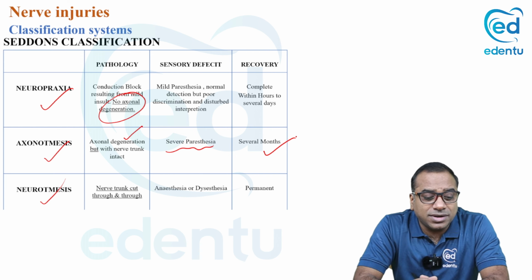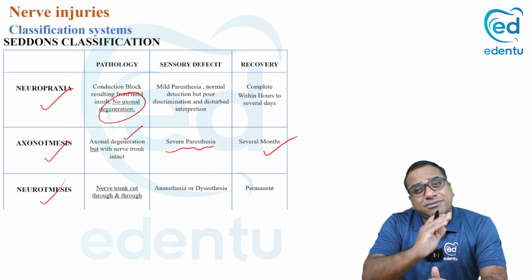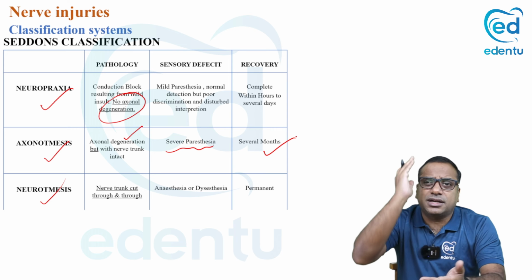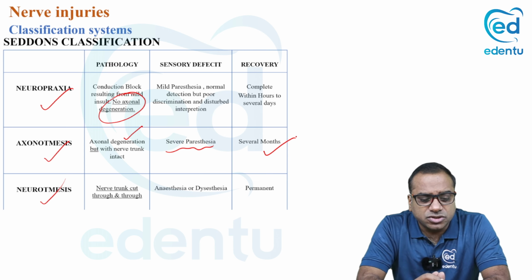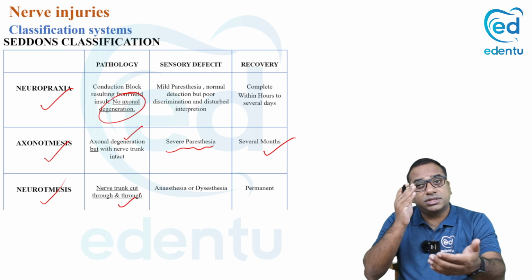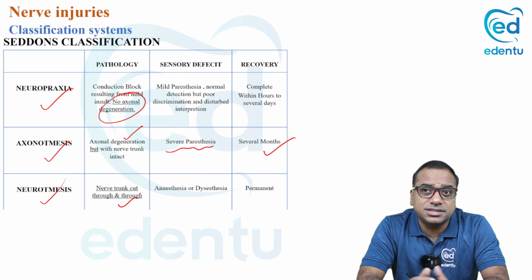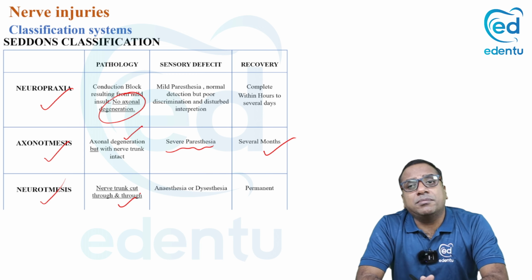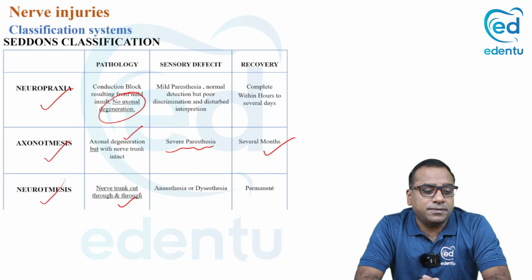Now the third one is neurotmesis. Neurotmesis is the severest form, where there is a cut, it is just cut. The nerve is almost chopped. So the nerve trunk is cut through and through, and there is anesthesia and dysesthesia, and it is permanent damage. So nothing can be done. Permanent damage has happened.